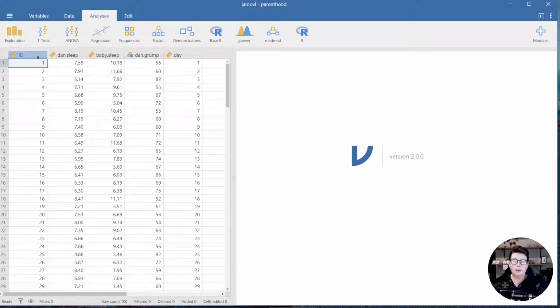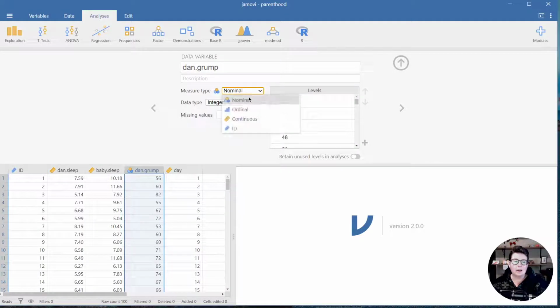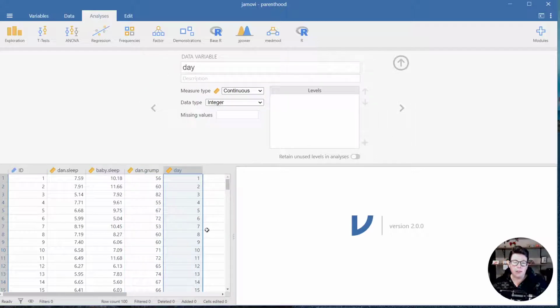So let's go ahead and look at our data first. Let's check our variables. IED is their ID variable, so we should actually change that to ID. Dan's quality of sleep, continuous, good. Baby's quality of sleep, continuous, good. Dan's grumpiness should also be a continuous variable. I'm not sure why it's suggesting it's nominal, so we're going to go ahead and fix that. And then day, just the day of the measurement, 1, 2, 3, 4, 5, etc.